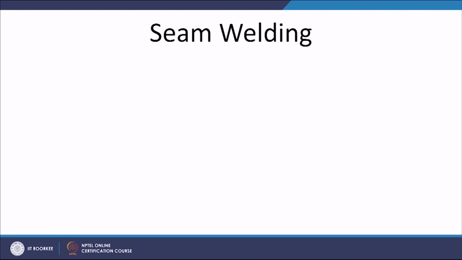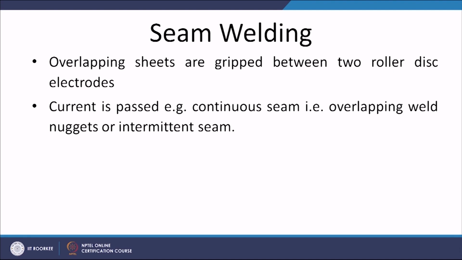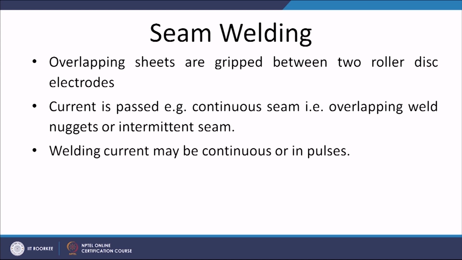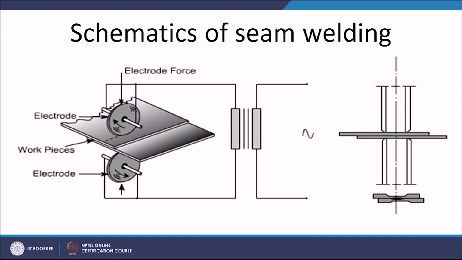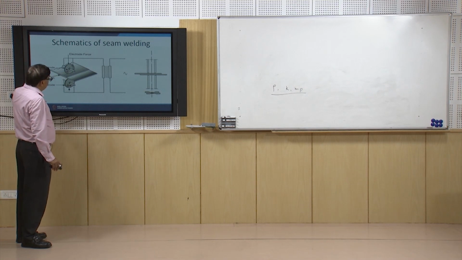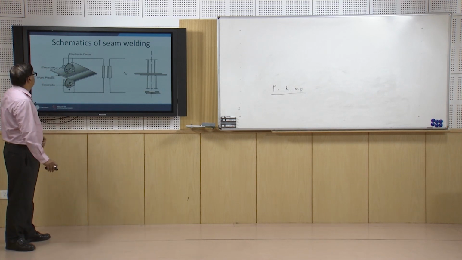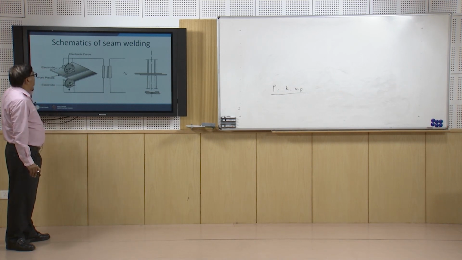Now we will see seam welding, as I have explained what seam welding is. Overlapping sheets are gripped between the two rollers of the electrodes, and then current is fed. Current may be continuous or discontinuous, so accordingly the nuggets will be formed either continuously or at certain intervals. The welding current may be continuous or intermittent. The arrangement used here is two overlapping plates kept one over the other, and the roller applies pressure as well as feeds the current. When the sheets are rolled between the rollers, the welding is performed.